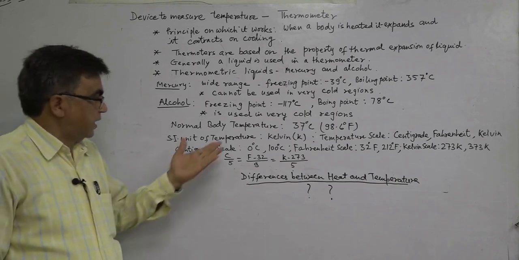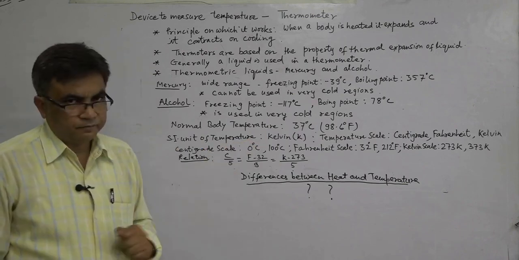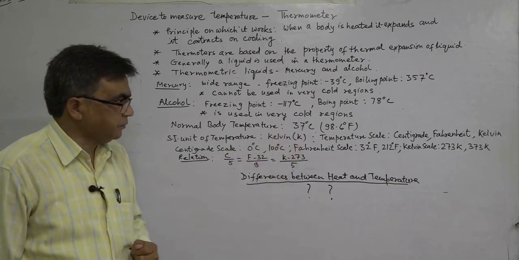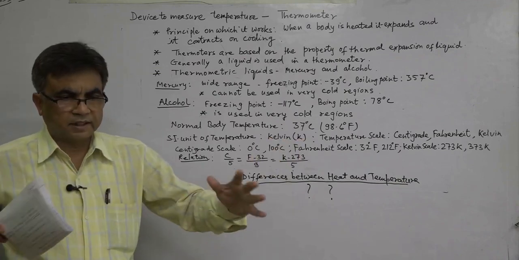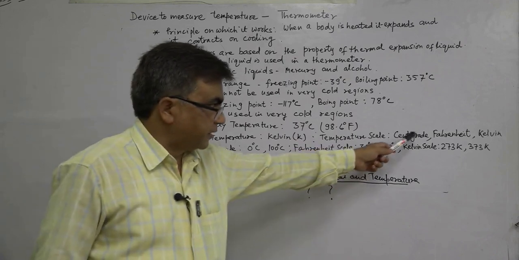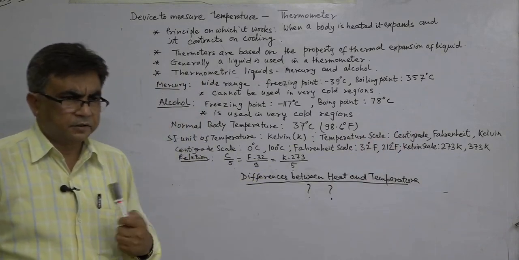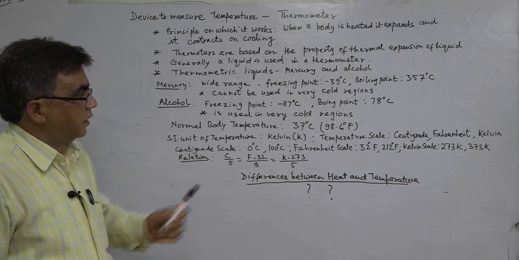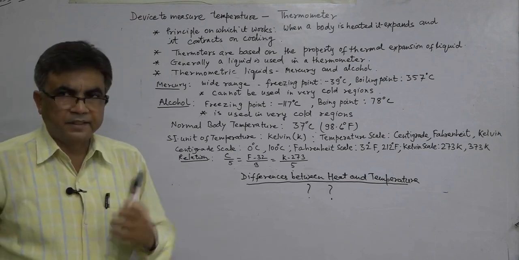Now let's talk about the SI unit of temperature. Actually the SI unit of temperature is Kelvin. We write it as capital K, okay, Kelvin. But thermometers are also calibrated in other scales. Generally, thermometers are calibrated either in the centigrade scale, the Fahrenheit scale, or the Kelvin scale. Reaumur is also there. So these are the different units.